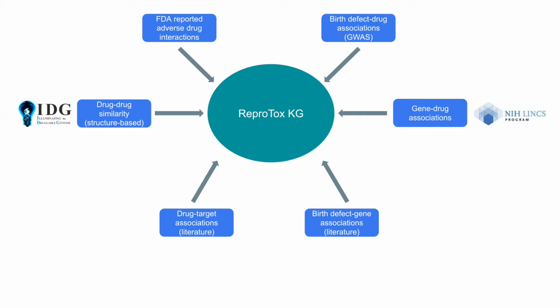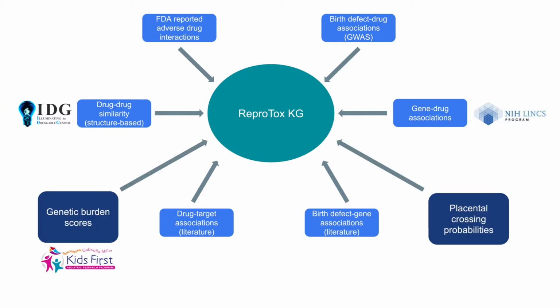from drug-induced gene expression data collected by LINCS, as well as FDA-reported adverse drug interactions, drug-target associations mined from literature, and chemical structure-based drug-drug similarity associations from IDG. Genetic burden scores from KIDS First and placental crossing probabilities for drugs were also computed. All the gathered data is stored in the reproductive toxicity, or ReproTox, knowledge graph.